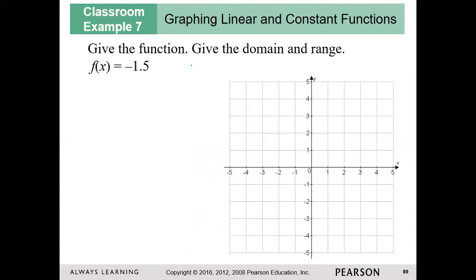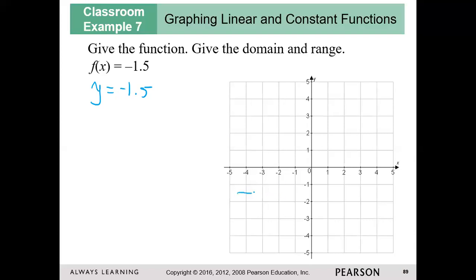Give the function and its domain. So again, you look at this and you're like, well, how am I supposed to do that? Well, remember, this is just a y. Y is equal to negative 1.5, which is a horizontal line at negative 1.5.